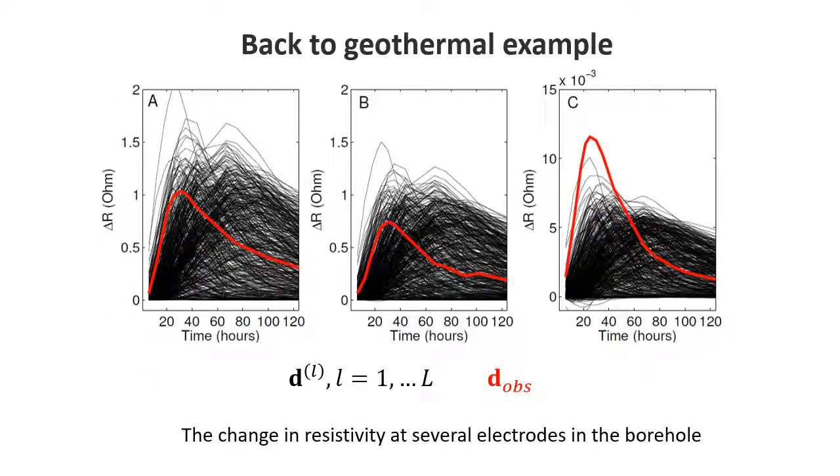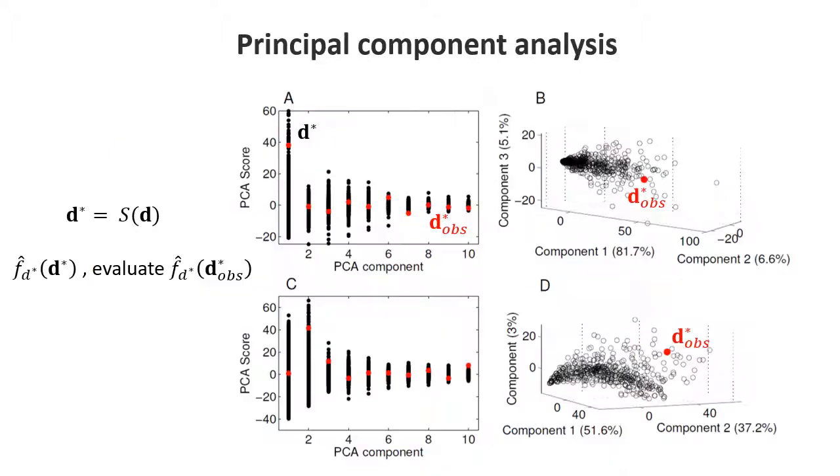So let's now go back to our geothermal example. Here we have that short-term experiment, only 120 hours, where we see a change in resistivity in various electrodes. What we have here, all these black curves, is the Monte Carlo result for the observations, the data variable, and then we have the red, which is the observations. It's always encouraging that the red is captured by the Monte Carlo results, probably except here.